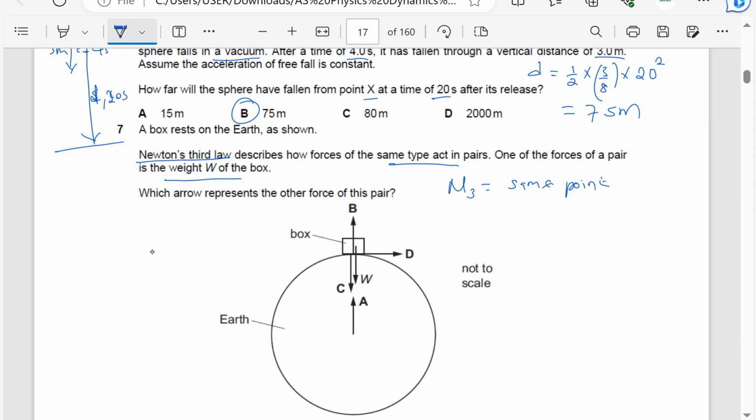Of course, it can't be D because the weight is downwards. It can't be B because B is upwards, but it can't be C because C is also downwards. Why can't it be B? It can't be B because we can even check the magnitude by looking at the length of these arrows.